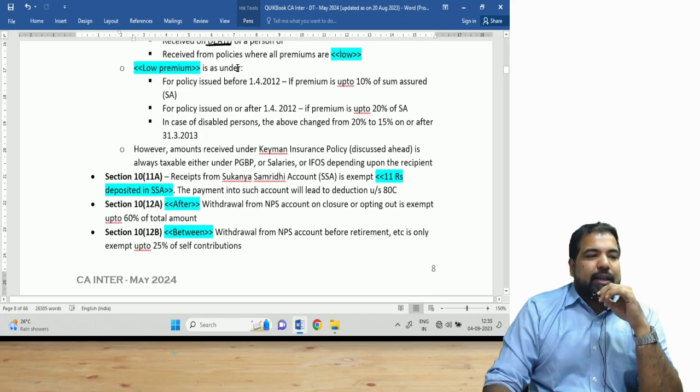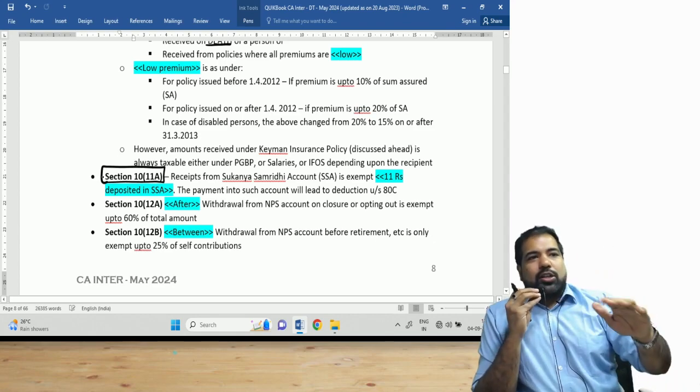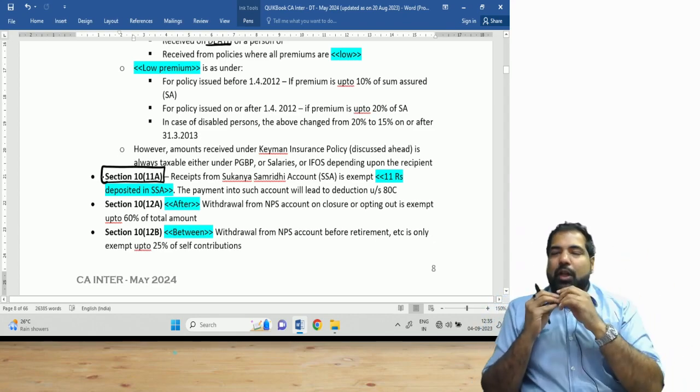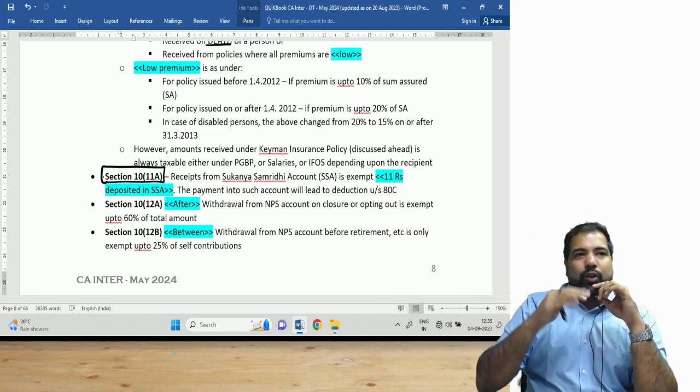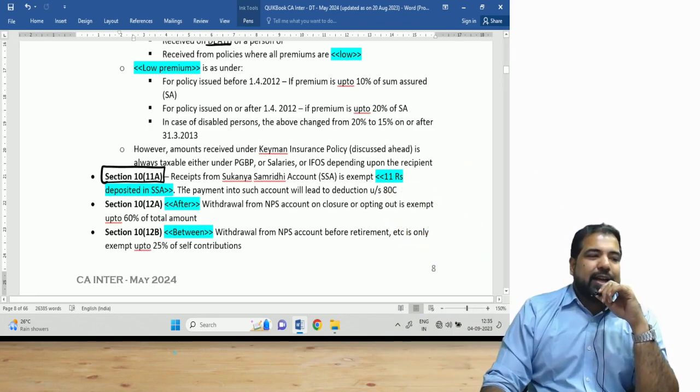Next, 10(11A), which is the Sukanya Samriddhi account for a girl child. Will you contribute money? When you contribute money, there's a separate benefit. But right now, you are withdrawing, and when you withdraw after the stipulated conditions, that is exempt.